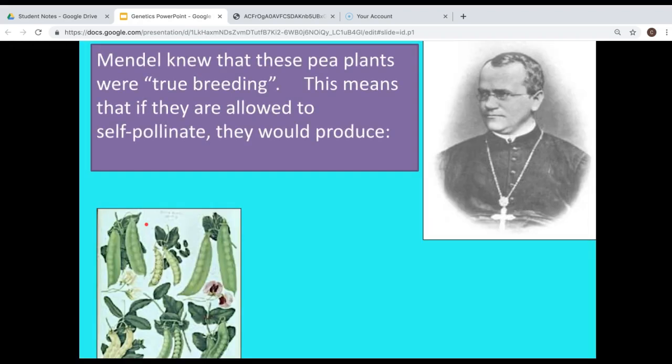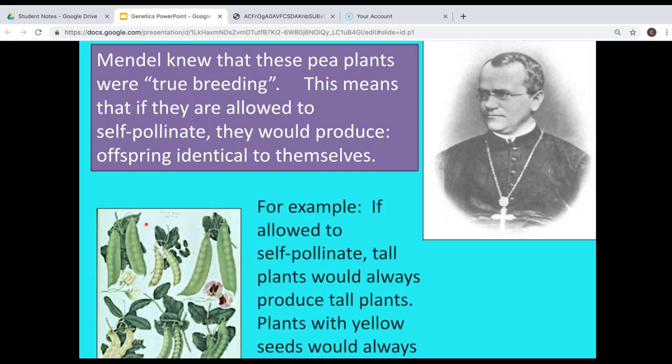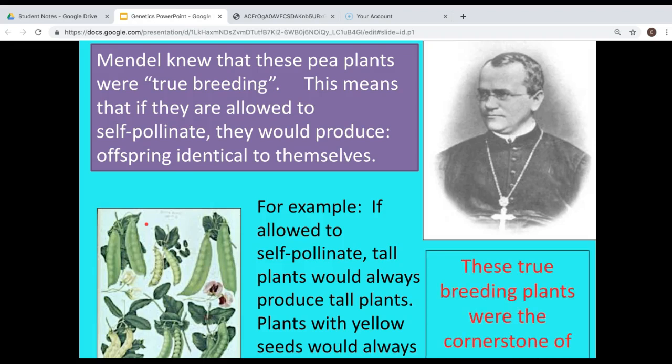Well, this guy Mendel, who was wise beyond his years, knew that these pea plants were true breeding. And what does true breeding mean? That means that if he allowed them to self-pollinate, they would produce offspring identical to themselves. Again, true breeding. You may see that word again. For example, if allowed to self-pollinate, tall plants would always produce tall plants, and plants with yellow seeds would always produce other plants with yellow seeds. True breeding plants were the cornerstone of Mendel's experiments.